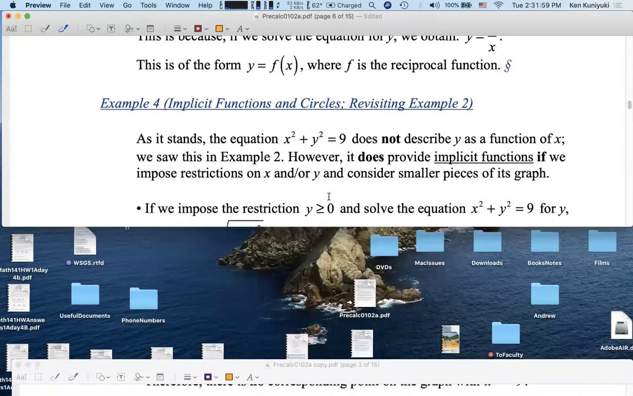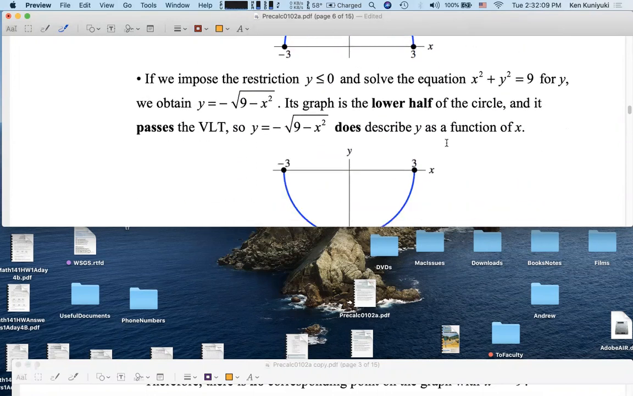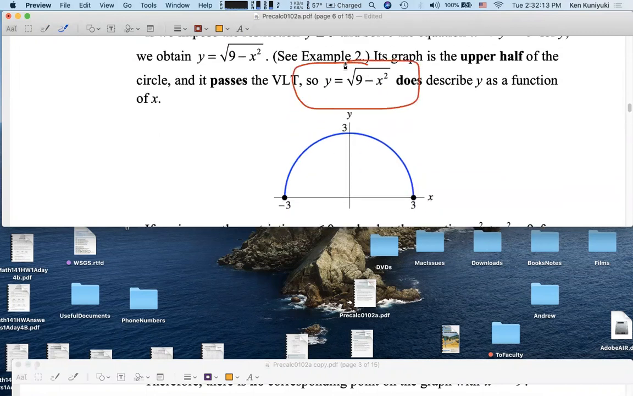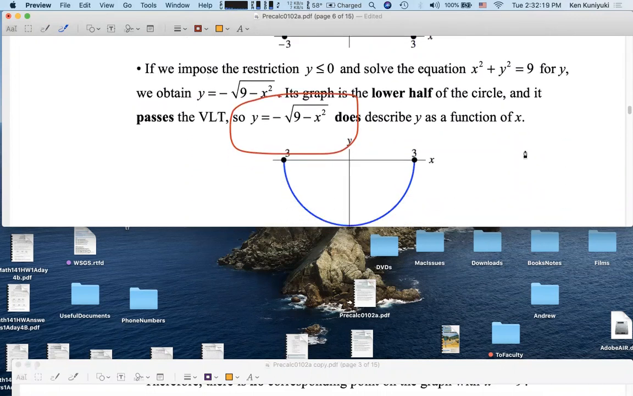The idea of implicit functions does come up in calculus because we might be interested in slopes of tangent lines, rates of change. Okay, so we get the upper half of the circle from this equation. Remember this form because we'll see it in 1.3. And also, we graph this equation to get the bottom half of the circle. We get the endpoints as well.